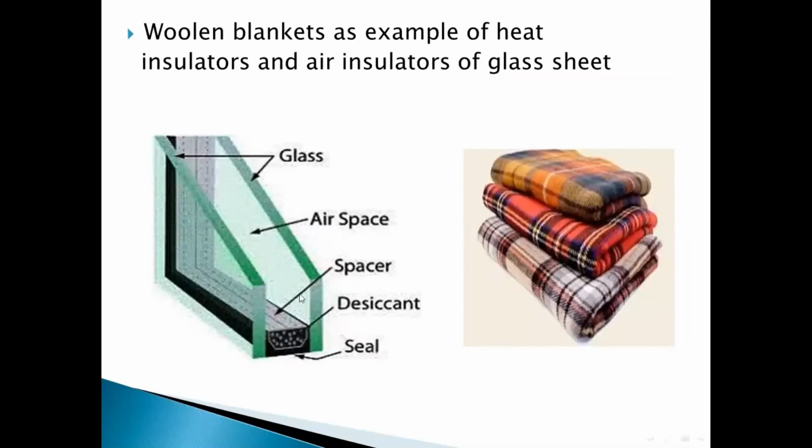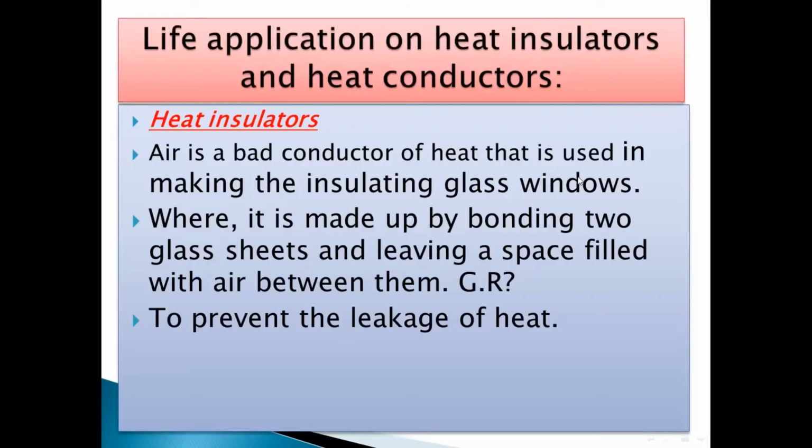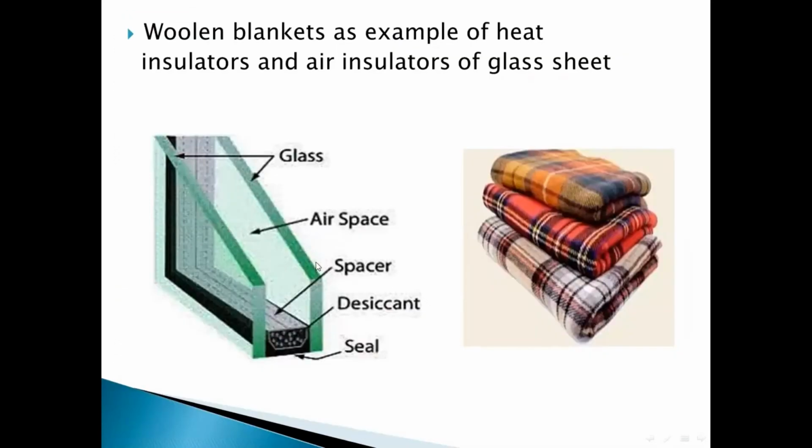The air spaces between glass sheets are an example of using air as a heat insulator to make insulating glass windows. We bind two glass sheets together like this, and between them there is an air space to prevent leakage of heat through it, to prevent heat from passing or crossing through it.